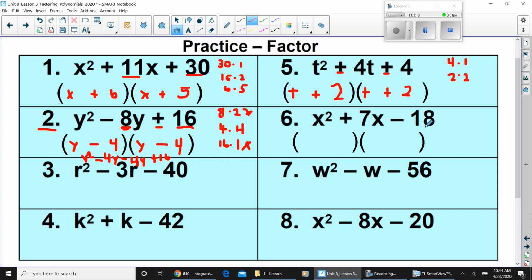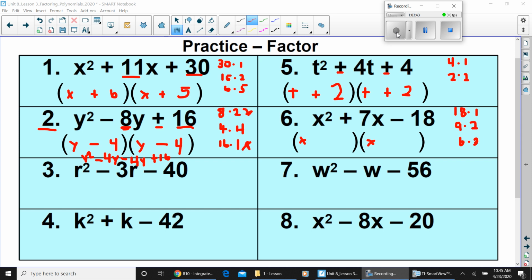All right. So look at number 6. Obviously, you're going to put x and x here, and I want you to press pause right now and see if you can think of two numbers that multiply to 18, and that you could use to add or subtract to 7. Press pause now.